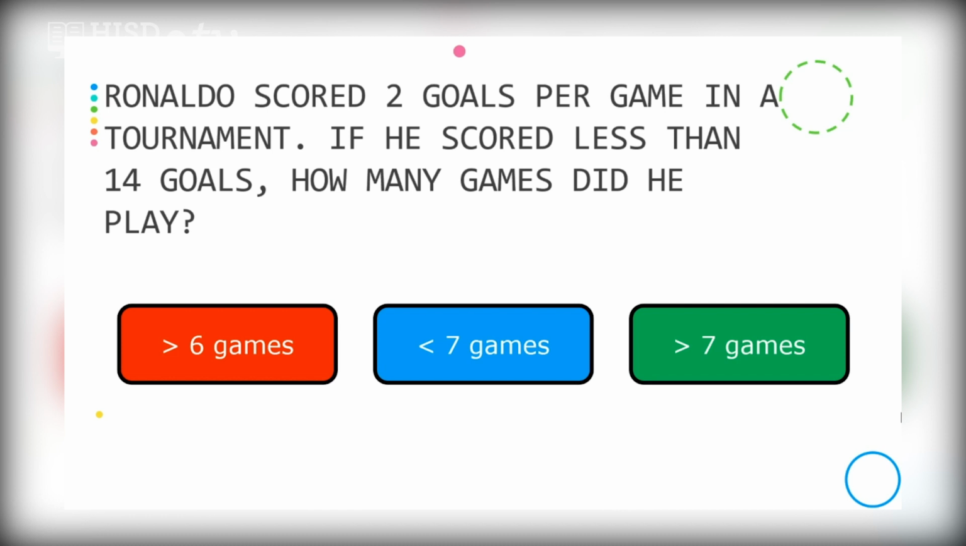And now it's going to be your turn. Let's read the following problem. It says, Ronaldo scored 2 goals per game in a tournament. If he scored less than 14 goals, how many games did he play? We have 3 different answers. Did he play more than 6 games? Did he play less than 7 games? Or did he play more than 7 games? You're going to have a couple of seconds to answer this question.